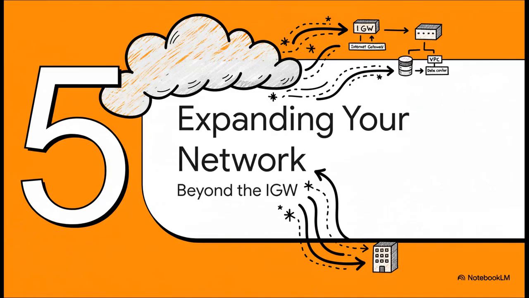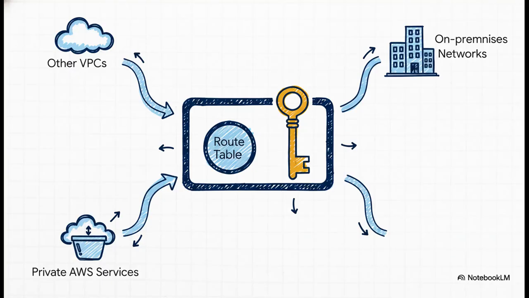All right, we've talked a lot about getting to the internet. But route tables are so much more powerful than that. They're the key to connecting your VPC to, well, pretty much anything. So for this last part, let's look beyond just the internet. Yeah, that same super simple concept, destination and target, is all you need to build some seriously complex and powerful networks. You can link VPCs together, you can create a secure bridge back to your own office data center, you can even talk to AWS services like S3 without ever sending a packet over the public internet.